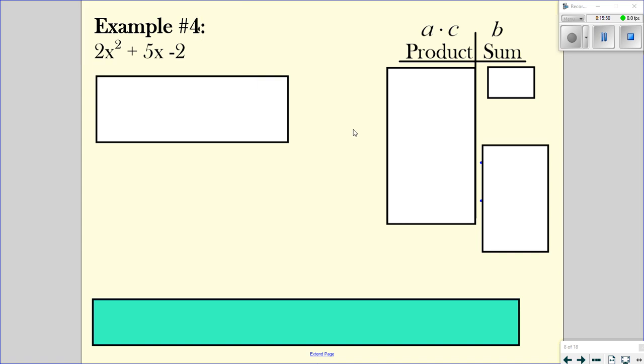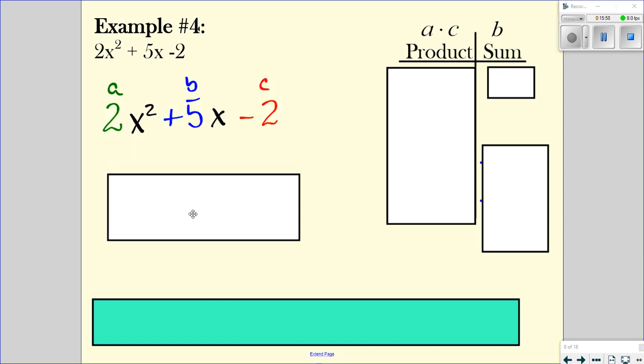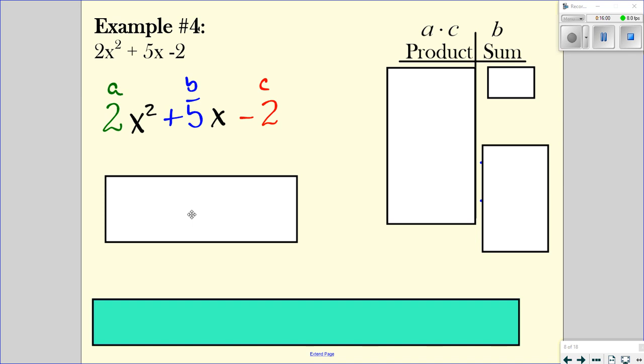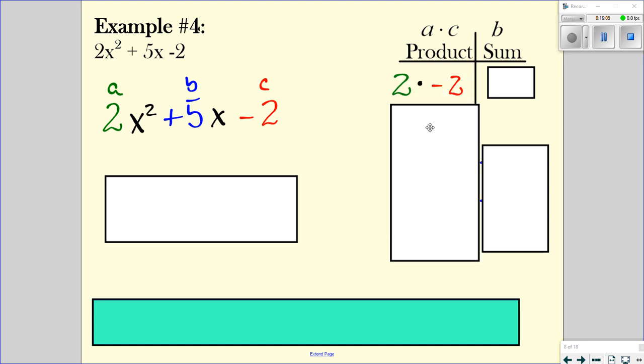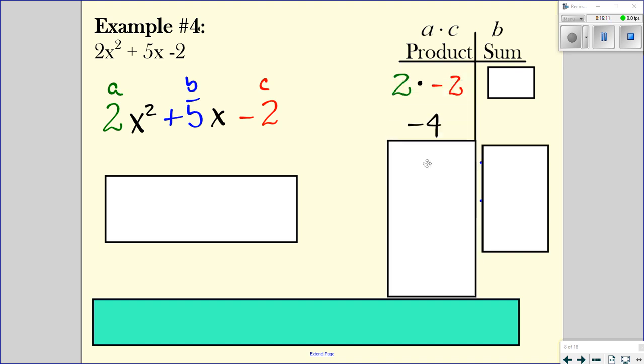Okay, so for example 4, we have 2x squared plus 5x minus 2. All right, so I have my a, b, and c. There's no GCF, and it's already in standard form. So now I'm going to multiply a and c. So it's going to give me 2 times negative 2 gives me negative 4.